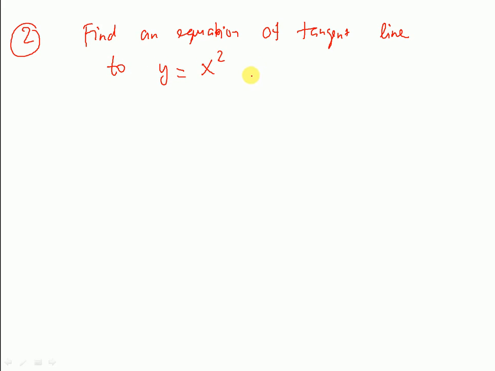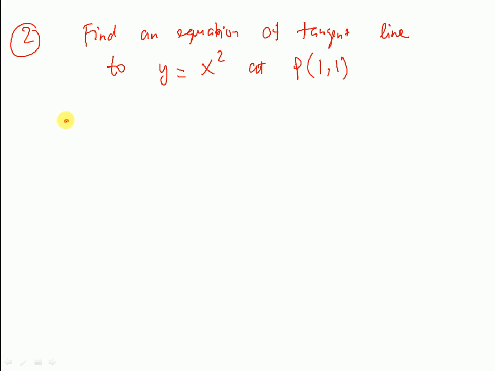Okay, second question. For this question, I want you to find an equation of a tangent line. The tangent line to the parabola y equals x squared at the point (1, 1). Remember, the equation of a tangent line to this function, and they give you 1 point here.